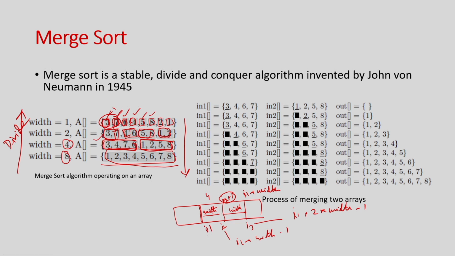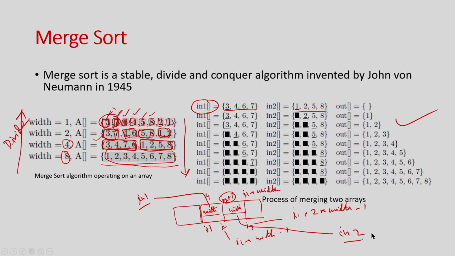So, this is the whole process, and this is how the merging happens. Suppose I am given two sorted arrays. This is one sorted array, and this is the other sorted array. So, this is my in one array, the way it is written here, and this is my in two array.